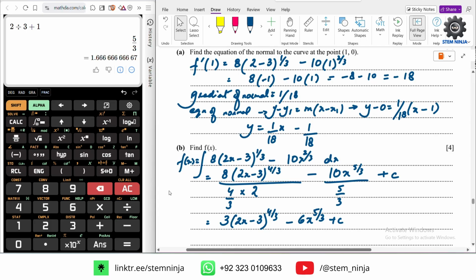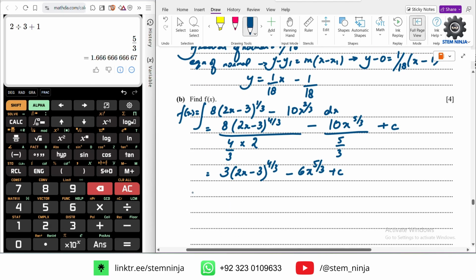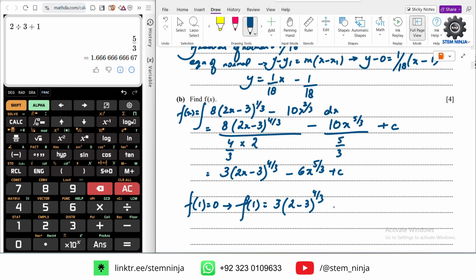We plug in 1, 0. f of 1 is equal to 0. So f of 1 is 3(2 − 3)^(4/3) minus 6 times 1^(5/3) plus c, that is 0.